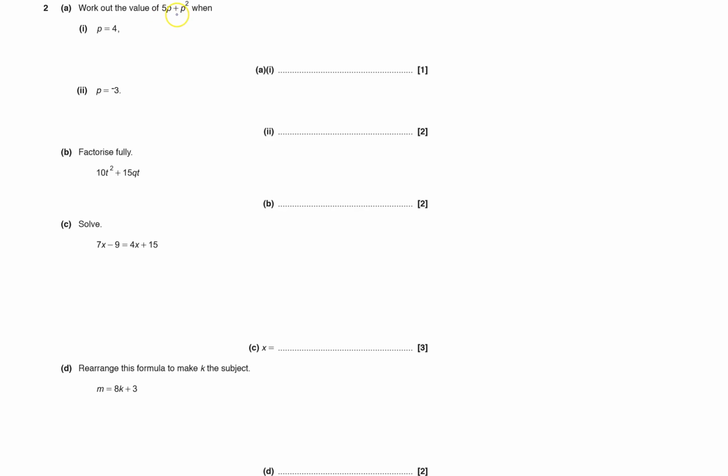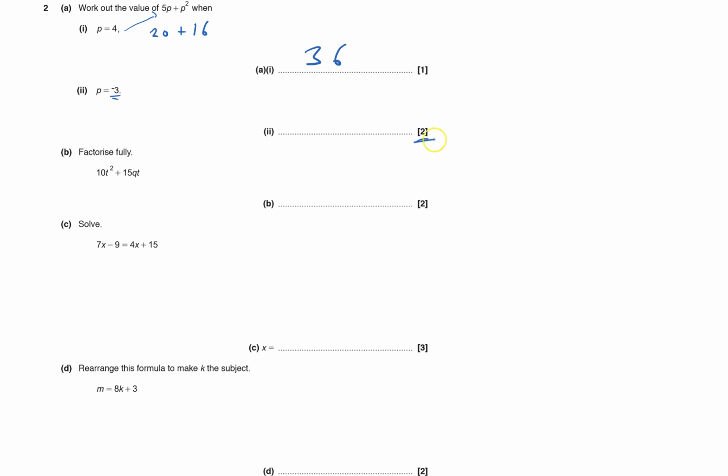Okay, to work out the value of 5p plus p squared when p equals 4. So it's a non-calculator paper this, so I need to write down 5p. That means p is 4, so that'll be 20 plus 4 squared, and 4 squared means 4 times 4, which is 16. That's 36.